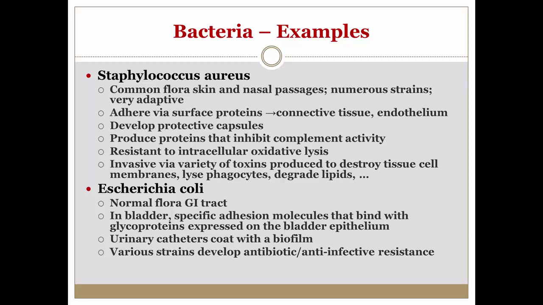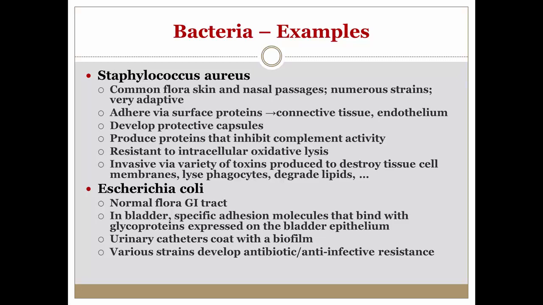Once it gets there, it begins to develop a protective capsule. Those protective capsules then protect it from phagocytosis and begin to mask that staph antigen from being neutralized. So this is essentially a cloak of invisibility if you're into superheroes. It also then produces proteins that inhibit complement activity. Now we know that if we inhibit complement activity, we decrease the ability of the macrophages to be chemotactic.